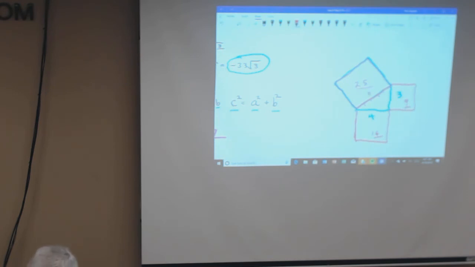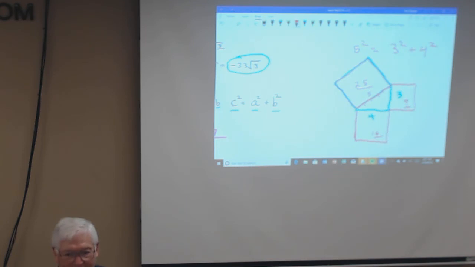What's 16 plus 9? 25. So 5 squared equals 3 squared plus 4 squared. And when Pythagoras saw this, he says, does this work every time? And he started making a bunch of right triangles. And sure enough.